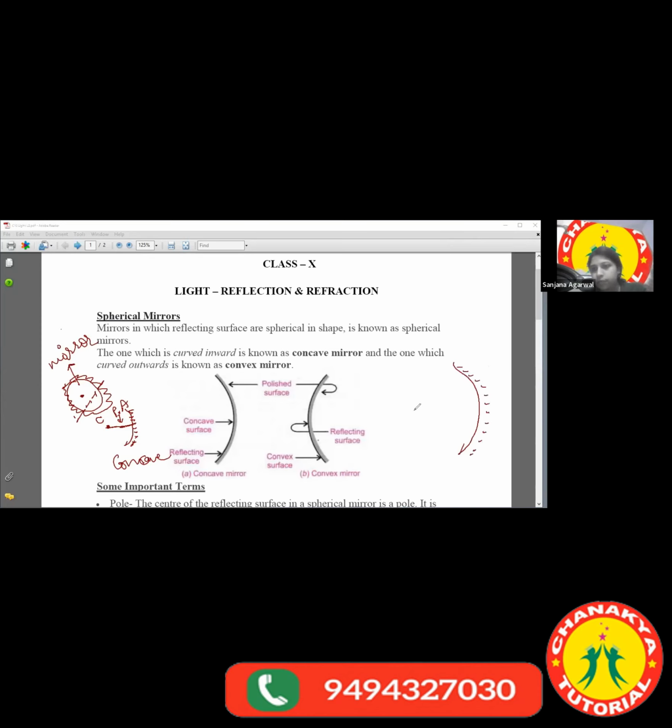Concave mirror. This is the center point. A straight line. The point where it touches the mirror is known as the pole. This is the center of curvature. And this straight line is the principal axis. You will see all the terms once I scroll up the PDF. P is pole, PA is principal axis, and C is center of curvature.